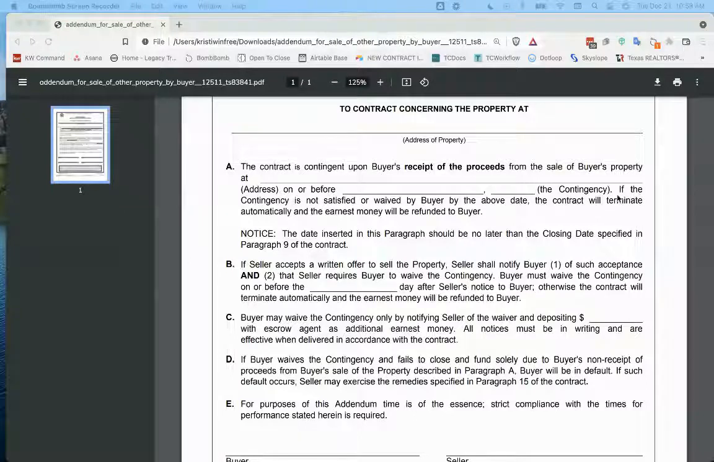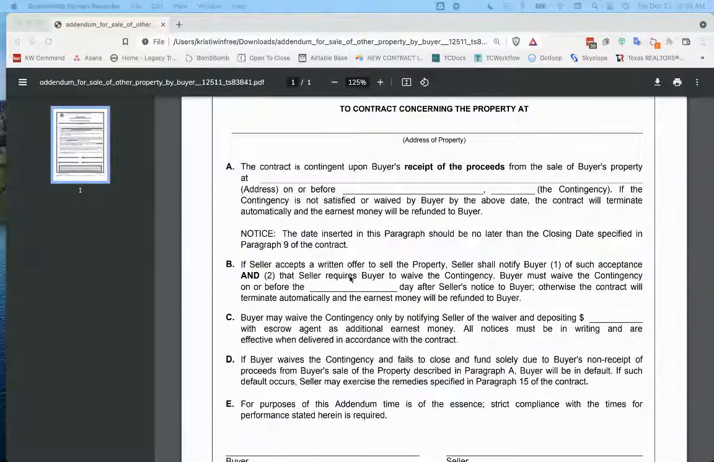What I want to point out is it says if the contingency is not satisfied or waived by the buyer by the above date, the contract will automatically terminate and the earnest money will be refunded to the buyer. So a lot of times I'll see the date here be the same date as the closing date on the contract that you're writing. If the buyer's home is going to close before that date, you want to make sure that if for some reason that contingent property gets extended and it does not close on time, that you extend this deadline. Because if you don't, what this says is that it will automatically terminate and the earnest money will be refunded to the buyer. I think that gets missed a lot. So that's really, really important to make sure that you're paying attention to those dates.